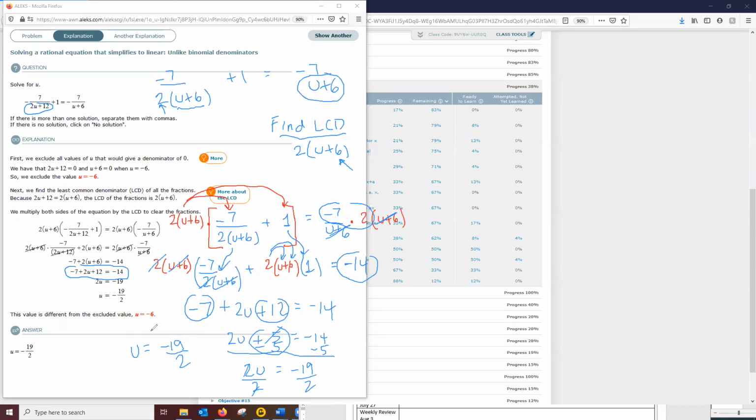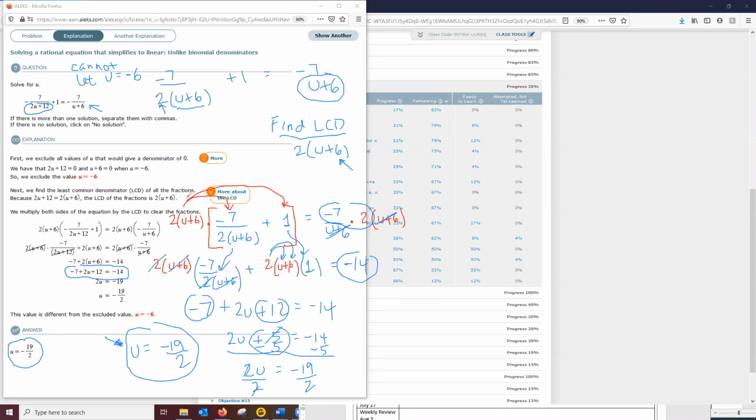And I know that's a valid solution. When I looked at the very starting equation, I noticed I cannot let u equal -6 because that would result in division by 0, but I'm in good shape because my answer doesn't look like u equal -6. So my answer here is valid.